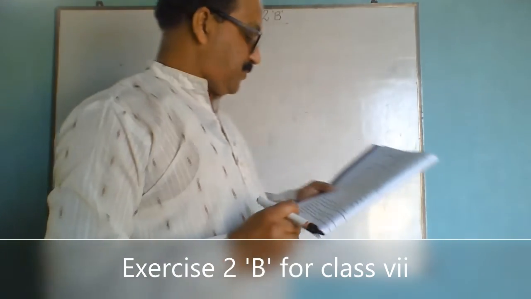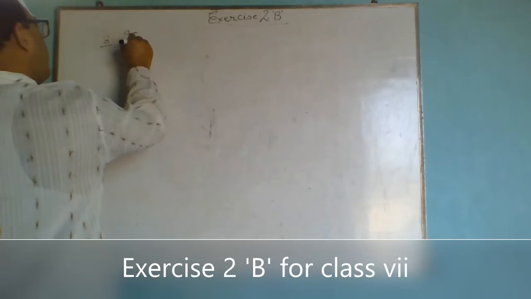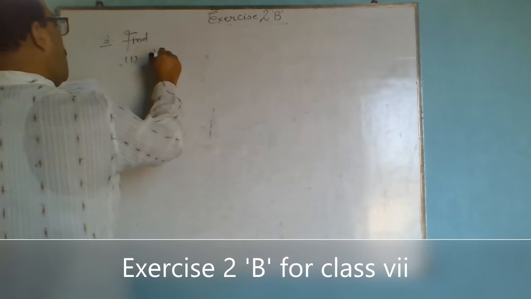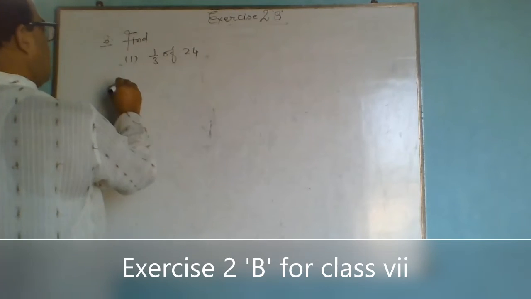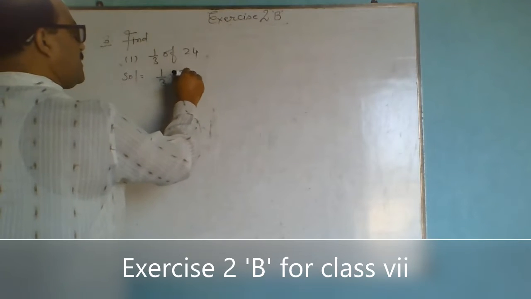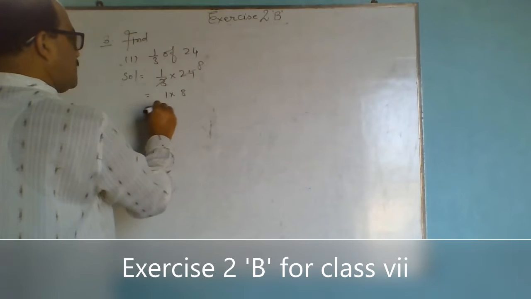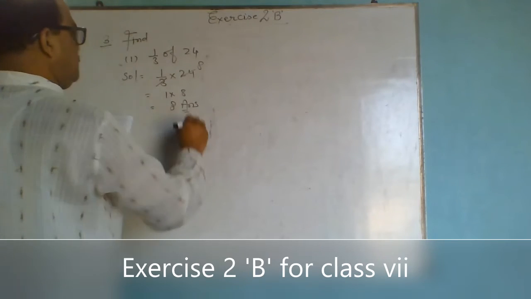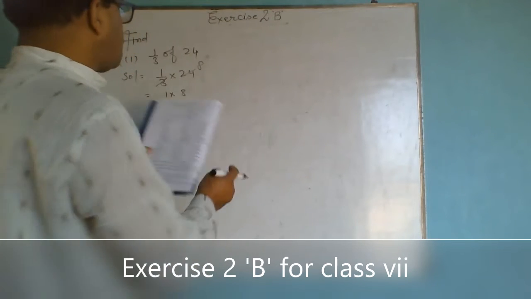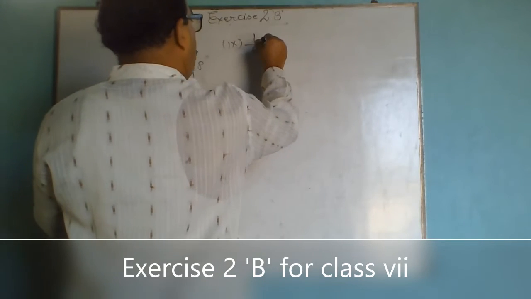Next question is question number 3. Find. First question, 1 by 3 of 24. 1 by 3 into 24. 3 eights are 24. So 1 into 8 is equal to 8. Next question is question number 9. 1 by 6 of an hour.